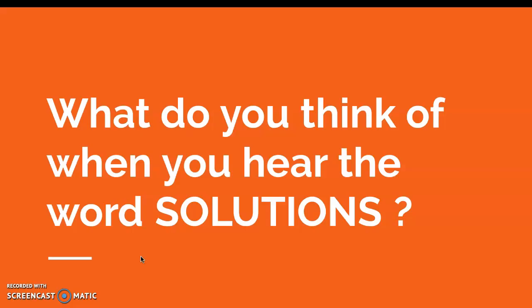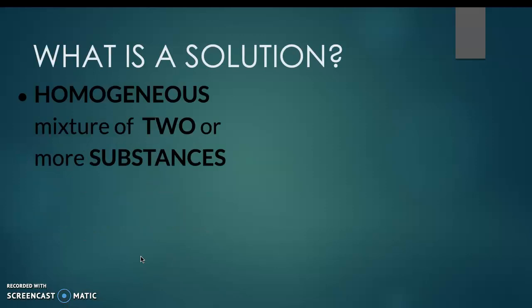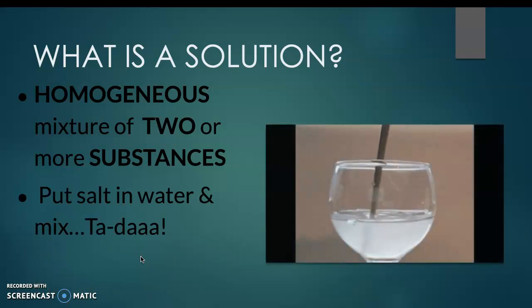So, what do you think when you hear the word solutions? Just take some time to think about the word in your head. Whatever pops out, maybe you could say it out loud to yourself. What is a solution? A homogeneous mixture of two or more substances. Put salt and water, mix, ta-da. So this is a solution.